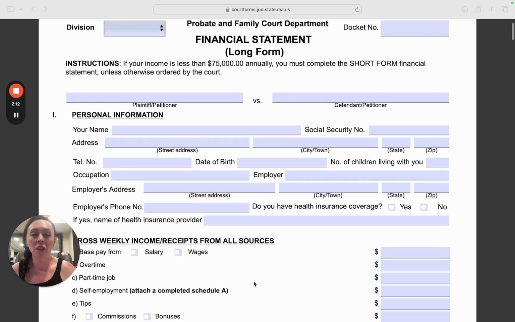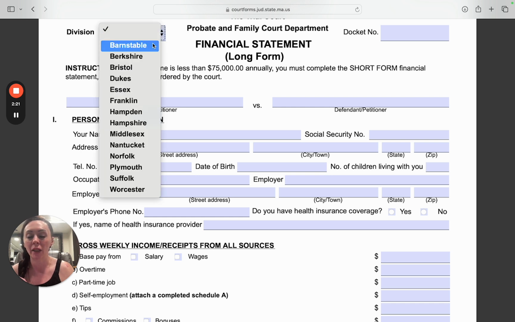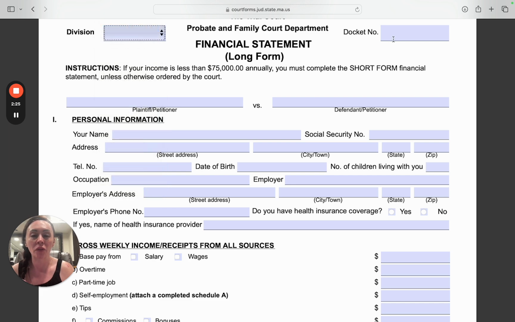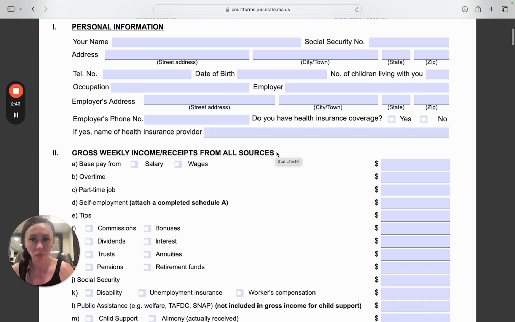All right, so we're going to start by talking about page 1. So up here in the corner, you're going to pick your division. What county is your case in? Pick the appropriate county. If you have a docket number and you know what that docket number is, you can type that in right up there in the right-hand corner. Caption of your case, plaintiff, defendant. Put your name on the appropriate line. Put the opposing party on the appropriate line.